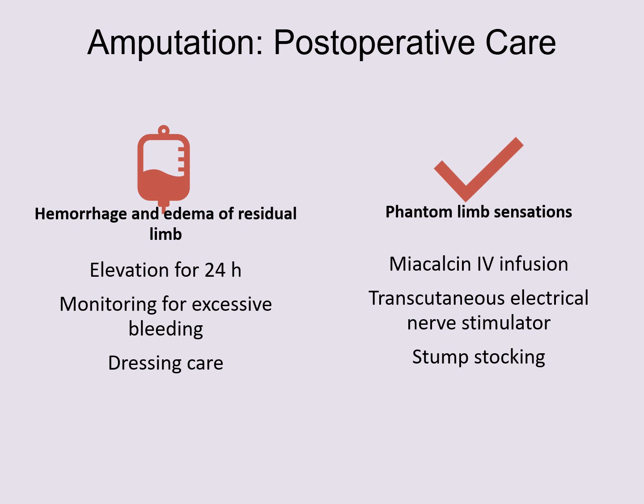Phantom limb sensations. We can give miacalcin IV infusions. There are transcutaneous electrical nerve stimulators. We can stimulate those nerves. And there's a stump stocking. So we can just make sure we hopefully can help prevent some of that and help them through it. So just different things that we can do in post-op care. I do want my students to look up miacalcin IV infusion, know what that is. And for all of you out there, if you're listening and you're not one of my students, look it up. It's a good thing to know.